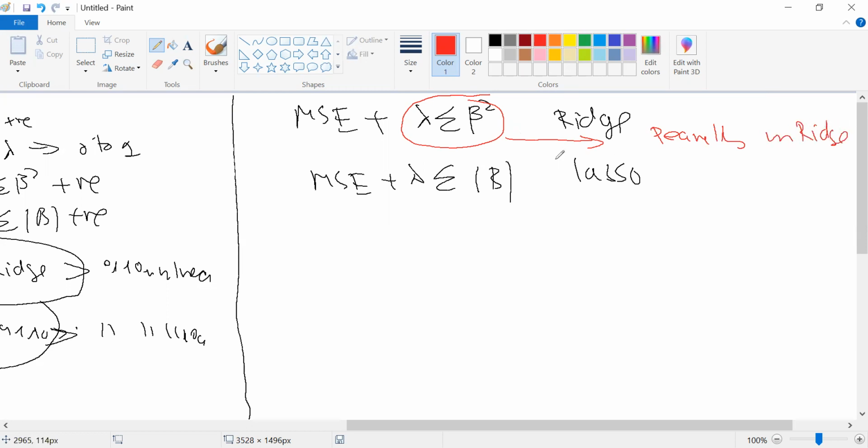अगर कोई पूछता Ridge में penalty क्या है? Lambda summation beta square. Penalty इसलिए बोलना because ये purposefully error बढ़ा रहा है. It is purposefully increasing your error. Similarly, lambda summation mod beta is your penalty in Lasso. हमने एक penalty लगा दी. Penalty means purposefully increasing the error. If errors are more, chances of overfitting are reduced.